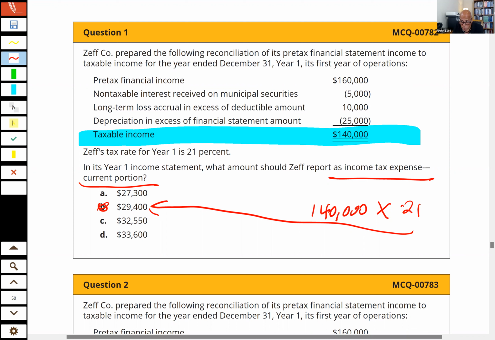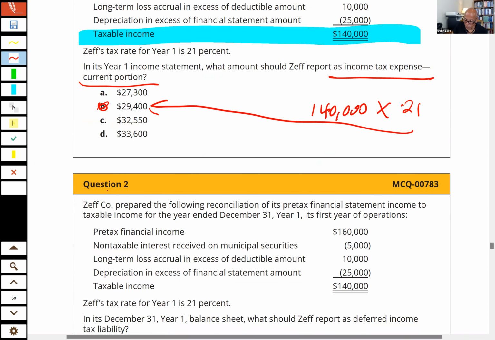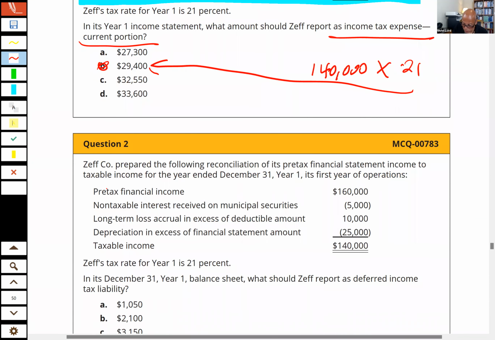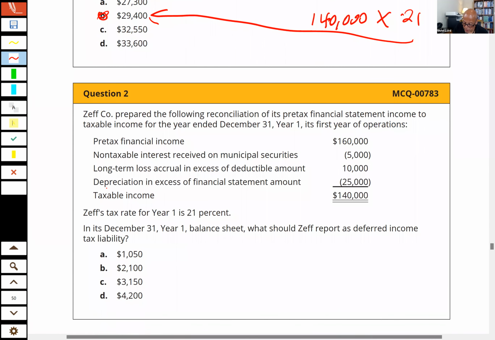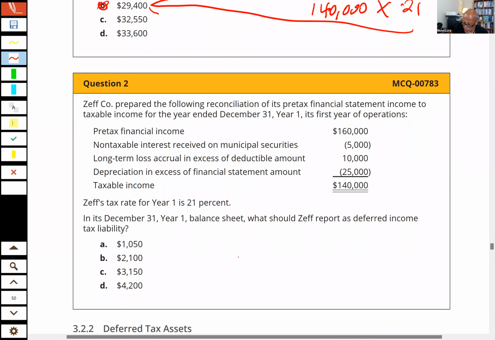Question? Okay, good. Now you come over to your taxable income times whatever the rate is in the current year. Okay, now same facts, but now they're asking me about deferred tax. So let's look at that one. Same facts. Now they're asking me about the deferred portion.